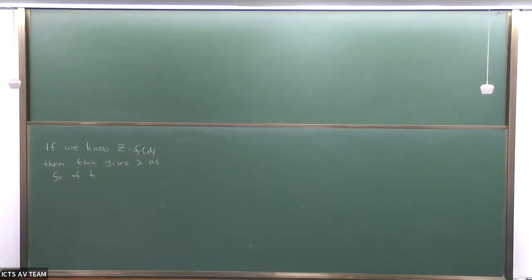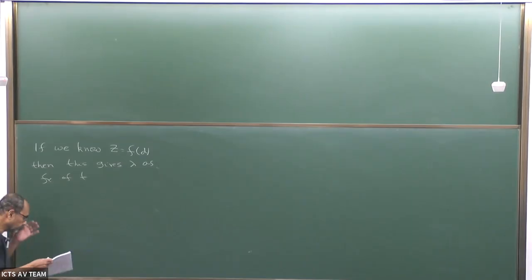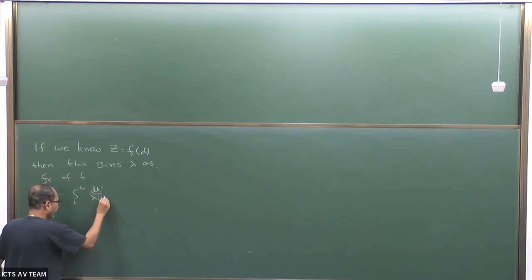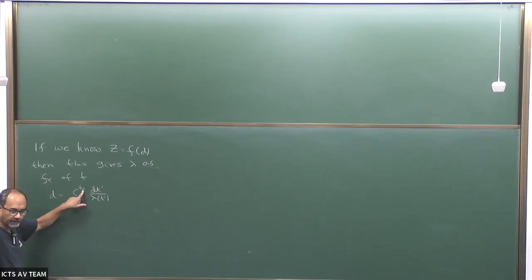So d we know is given by the integral from t to t naught of dt prime over lambda of t prime. Okay. So here t naught is today's time always. T is the time at which we are observing the star. Right, whatever you are observing, that time we are calling t. And so the distance will be given by this formula.